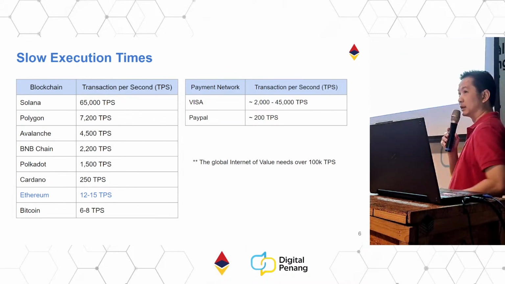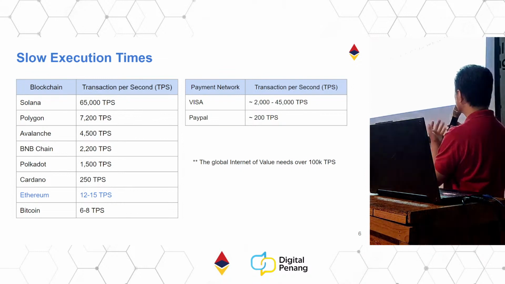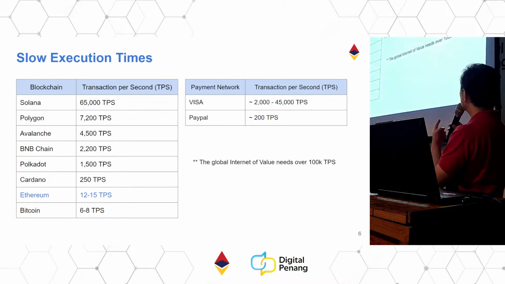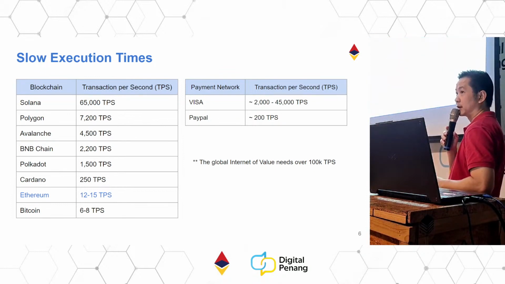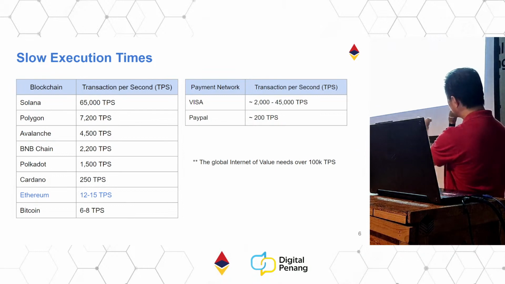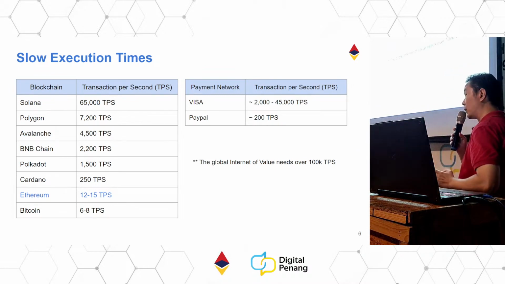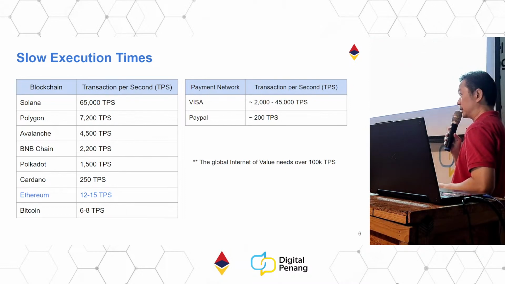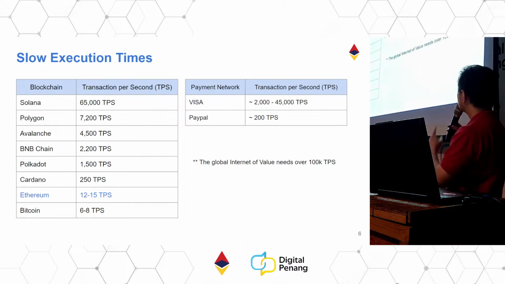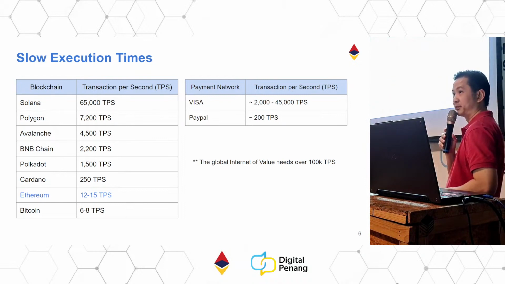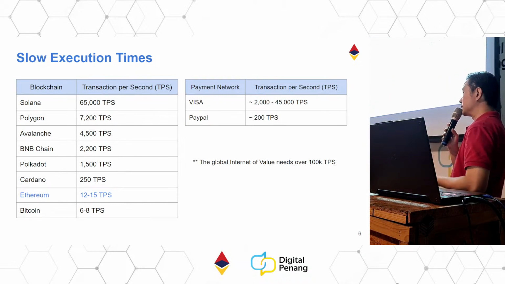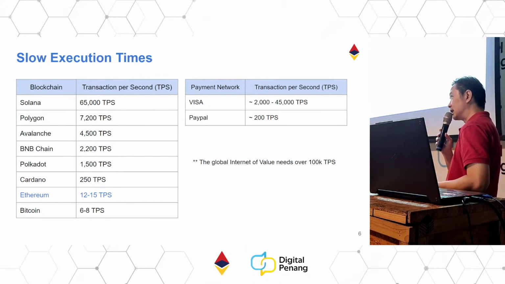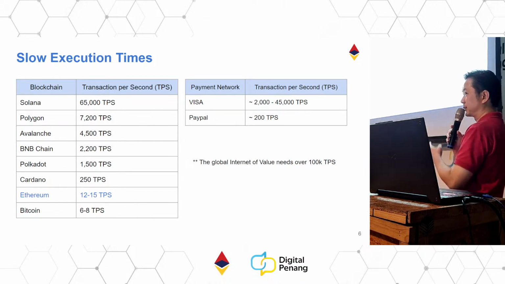If you compare with the Web2 world, with the Visa and PayPal networks, Visa is at about a peak of 45K TPS. If you compare this with Ethereum, Ethereum has no way to overtake Visa's speed, right? And for PayPal, we are also not close at all. So for Ethereum to be ambitious enough to be the blockchain that runs the whole world, this is definitely not enough, 12 to 15.